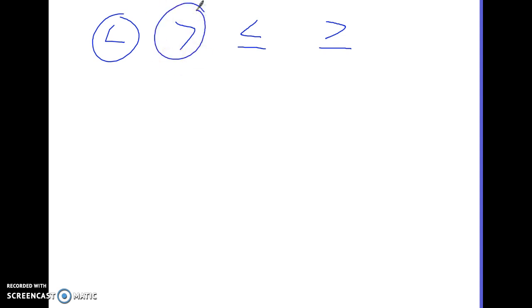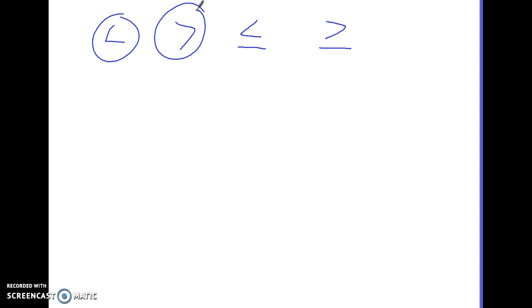We have four different symbols that we will use to compare quantities, and these are less than, greater than, less than or equal to, and greater than or equal to. You can look in your book on page 498. There is a chart that describes words used for those symbols. For example, our less than symbol we could describe as is less than or is fewer than. We also have our greater than symbol, which can be described as is greater than, is more than, or exceeds.